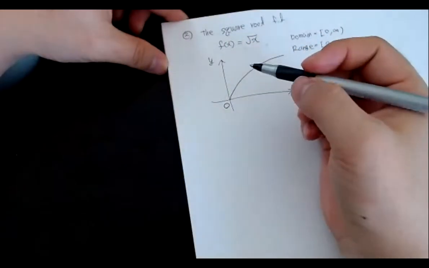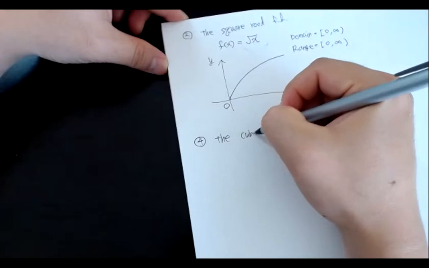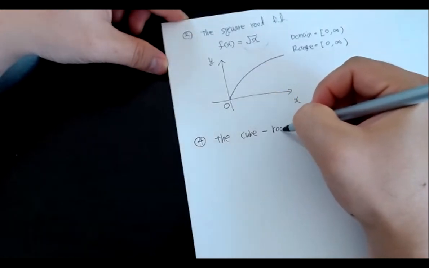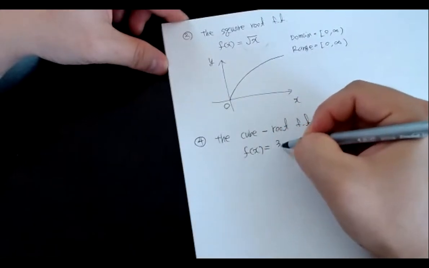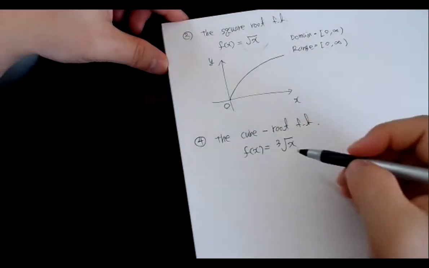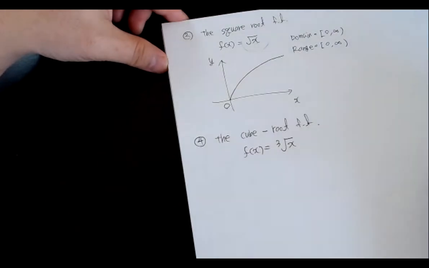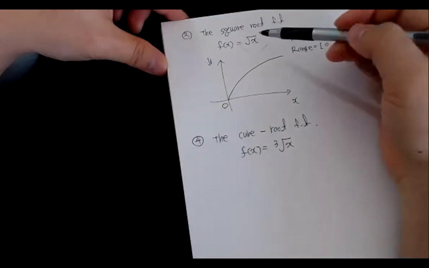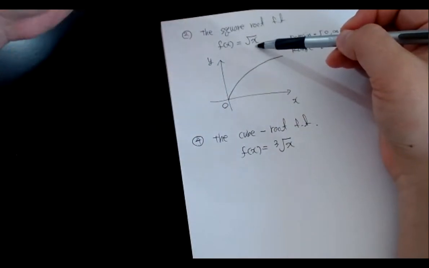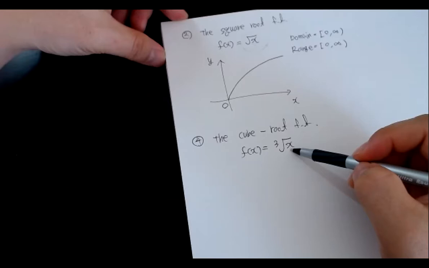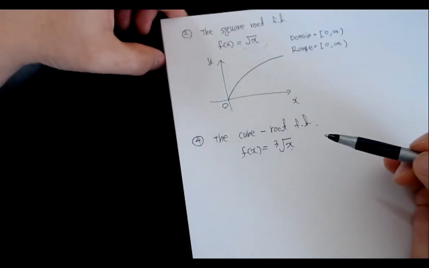Then the cube root. Cube root function. The function definition is this: cube root of x. Now here x can be a negative number. Think about this: why here must x be greater than or equal to 0, but here x can be a negative number? I mean, x can be any real number, because that's basic algebra stuff.